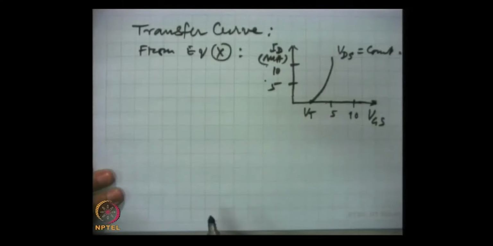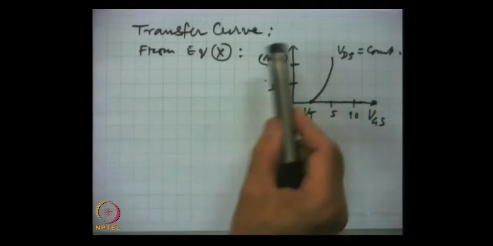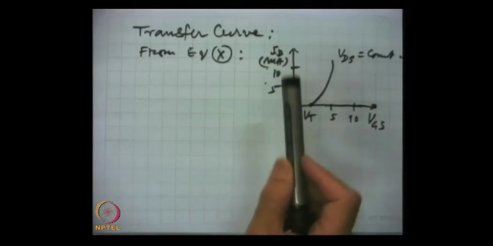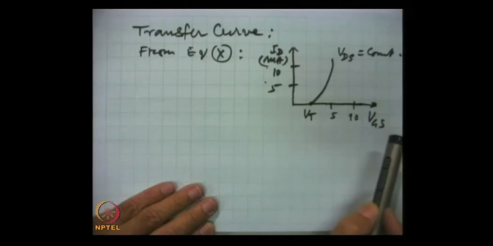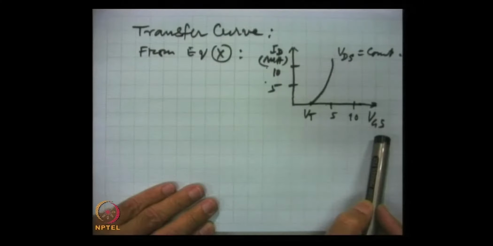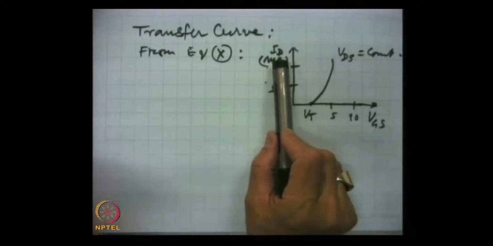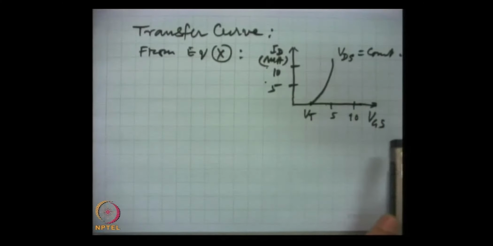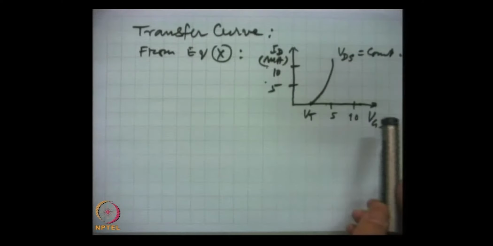It is a very important curve. Let me recall and remind you that beta, the current gain, was one of the most important parameters for a bipolar transistor, BJT. FET is a voltage-operated device, and here is the dependence of output current on input voltage. Input voltage is the gate-source voltage, and output current is the drain current. So, we are more concerned with the dependence of this current on this voltage.